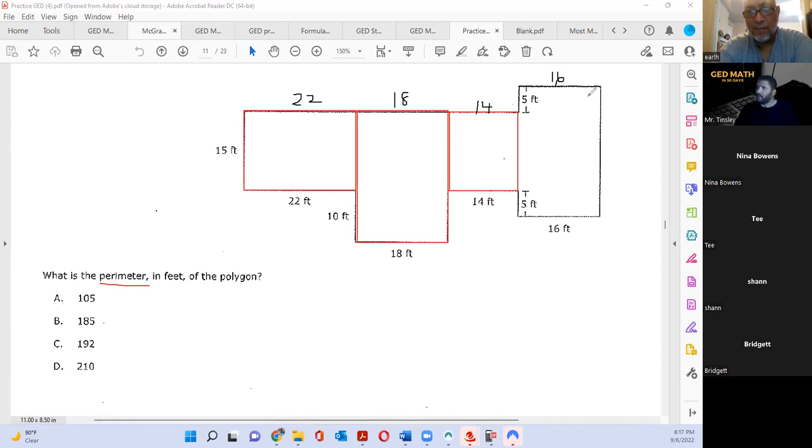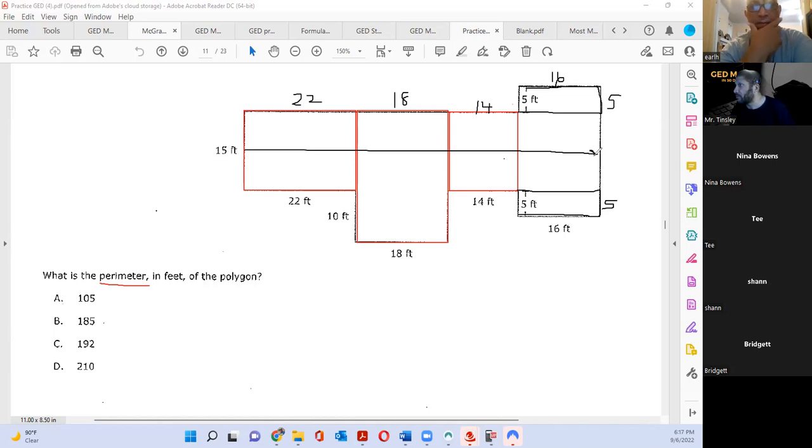We don't have a side opposite this. So remember, we have this small little rectangle here. So this is 5. We have this small rectangle here. This is 5. And then we have a long side on the opposite side, it's 15. Now we got one more missing side, which is right here. So what side is that? 10.